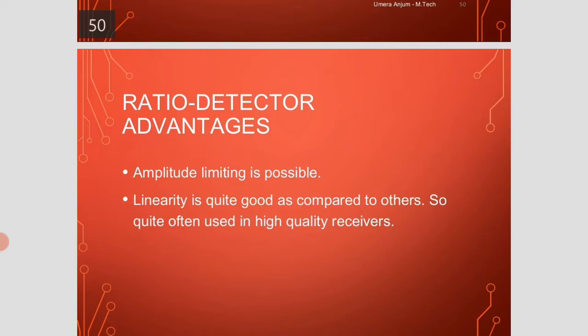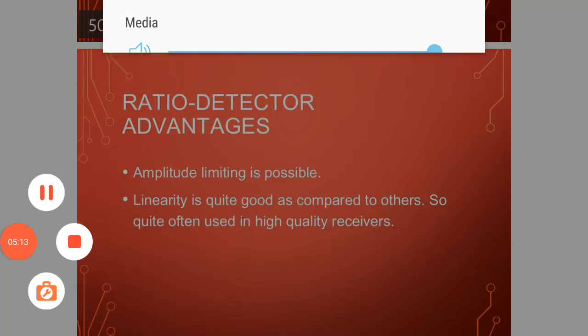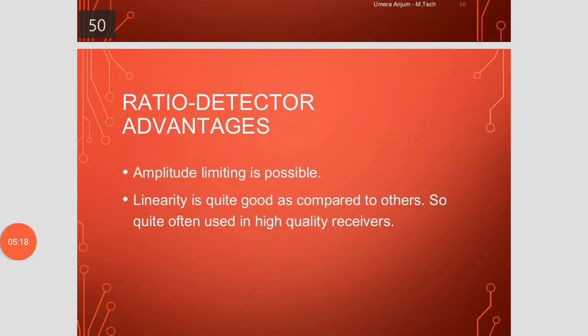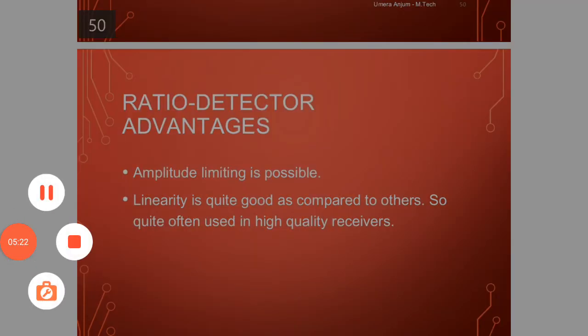That was the ratio type of FM detector. What are the advantages of this detector? The amplitude limiting is possible. Linearity is quite good as compared to others, so it is quite often used in high quality receivers.